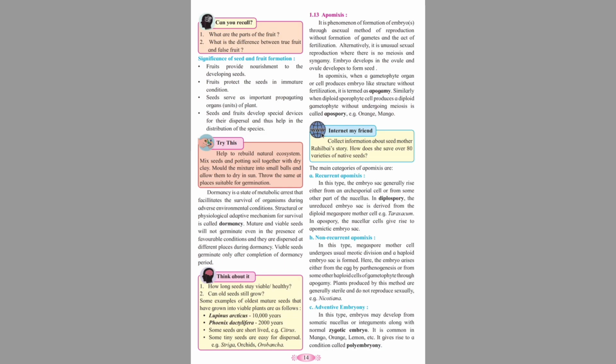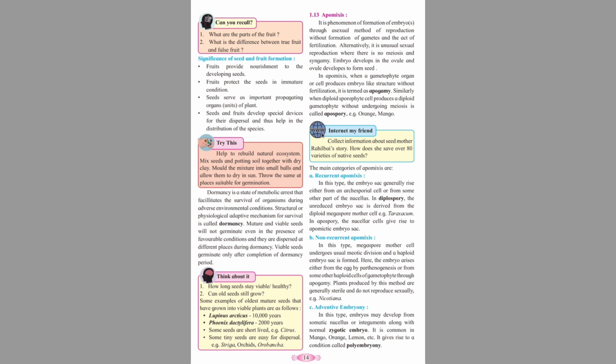Image 3. Apomixis and seed fruit formation. 1.13 Apomixis. This is a general term for asexual reproduction without fertilization, producing offspring genetically identical to the parent. It covers different types of apomixis. Recurrent apomixis, where the embryo sac forms from an archesporial cell or some other part of the nucellus, leading to a diploid embryo sac. Diplospory, where nucellus cells form the embryo sac, and apospory, where nucellus cells form the embryo sac, are mentioned.